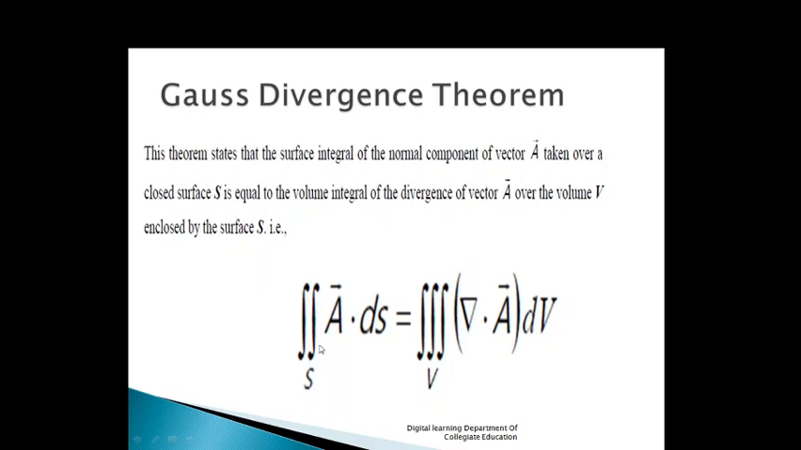The double integral over surface S of vector A dot dS is equal to the triple integral over volume V of the divergence of vector A taken over the volume V enclosed by the surface. From this theorem we can clearly understand that we can convert from surface integral to volume integral or vice versa.